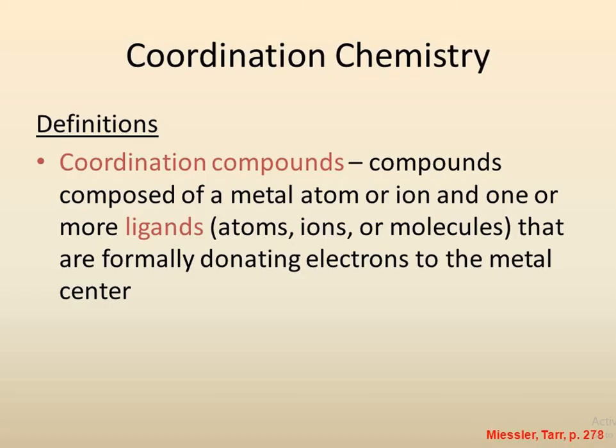In coordination chemistry, we deal with coordination compounds. And what are these coordination compounds? These are the compounds composed of a metal atom or ion and one or more ligands. These ligands could be atoms, ions, or molecules that are formally donating electrons to the metal center.